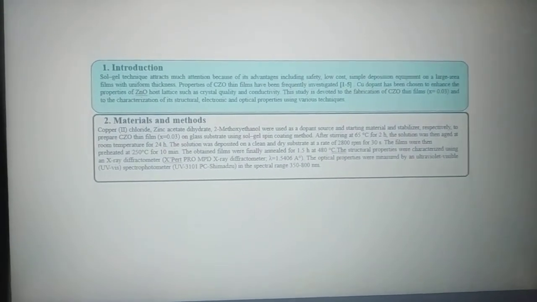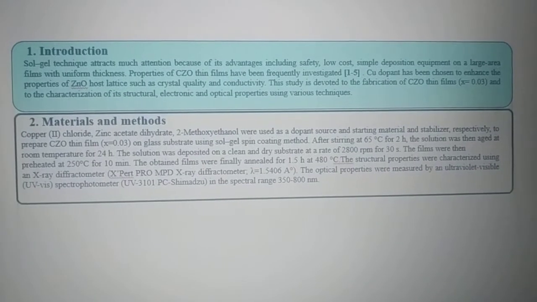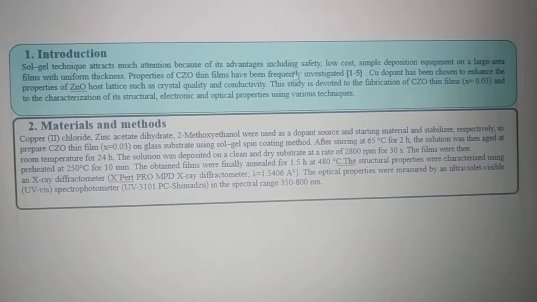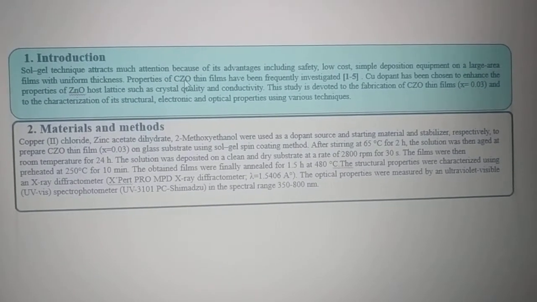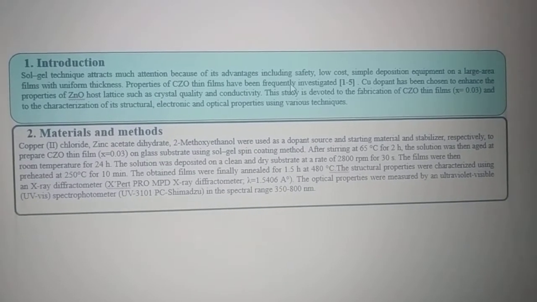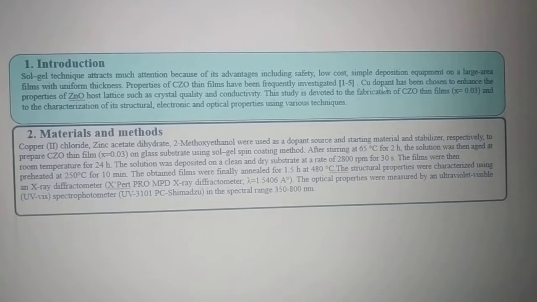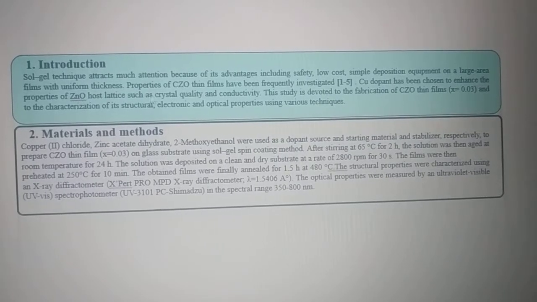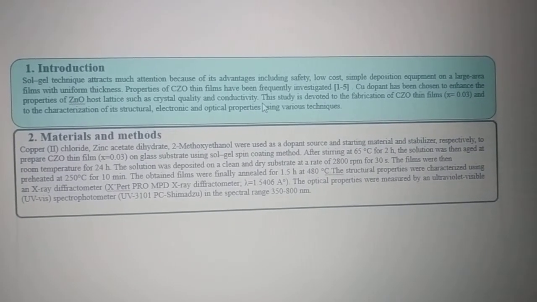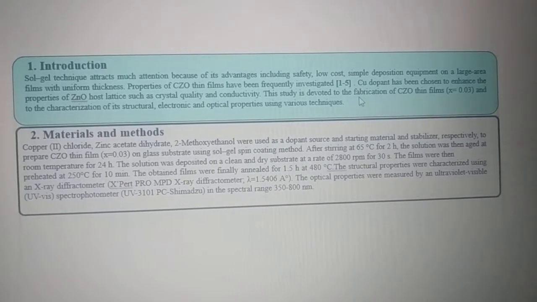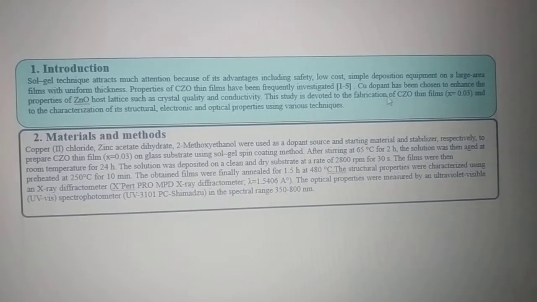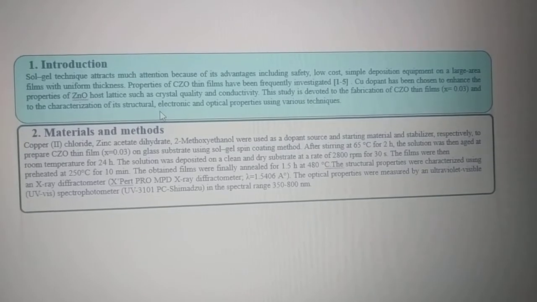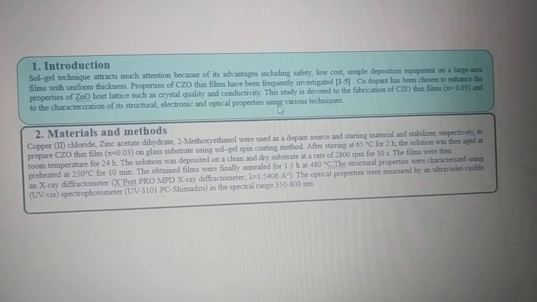Introduction. The sol-gel technique attracted much attention because of its advantages, including safety, low cost, and stable deposition equipment for large-area films with uniform thickness. Properties of copper-doped zinc oxide films have been frequently investigated. Copper dopant has been chosen to enhance properties of zinc oxide, such as crystal quality and conductivity. This study is devoted to fabrication of copper-doped zinc oxide films with 0.03% of copper and to characterization of its structural, electronic, and optical properties using various techniques.